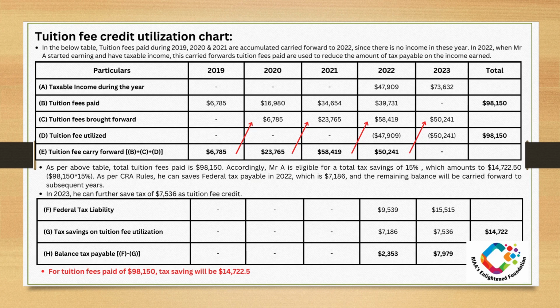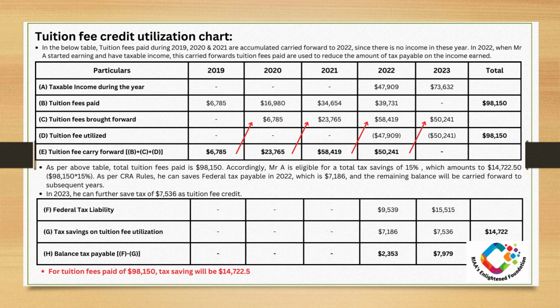Continuing with our example from the preceding slide, let's see how the tuition fee credits are utilized. As depicted in the first table, in 2019, Mr. A paid $6,785. Given his absence of income, this sum was carried forward to 2020, as indicated by the initial red arrow. In 2020, his expenditure escalated to $16,980, inclusive of the carry forward amount, summing up to the total tuition credit of $23,765 by the year end.